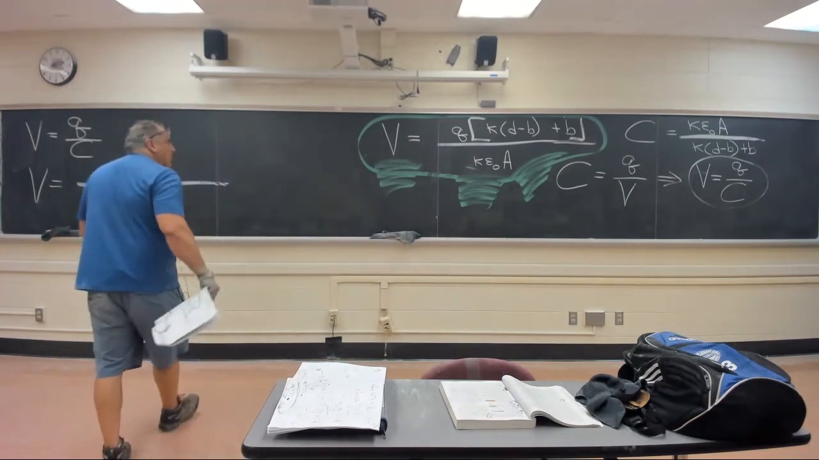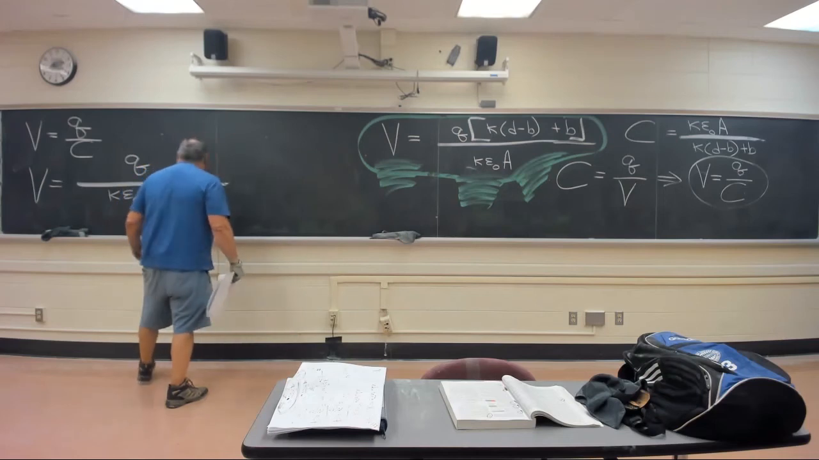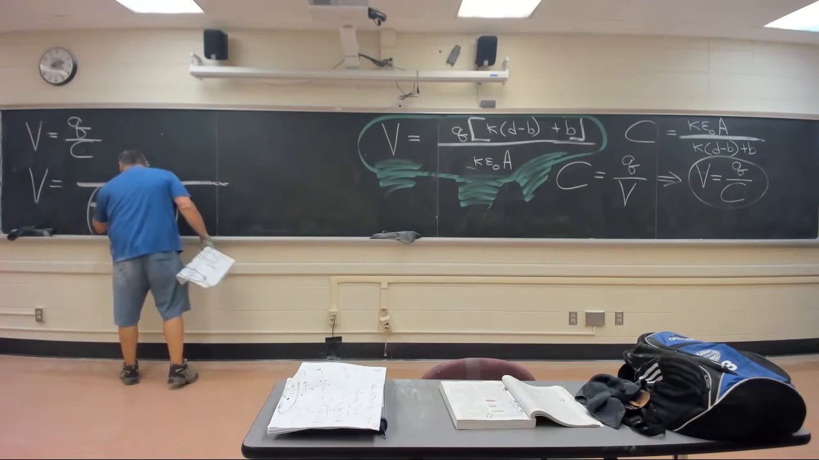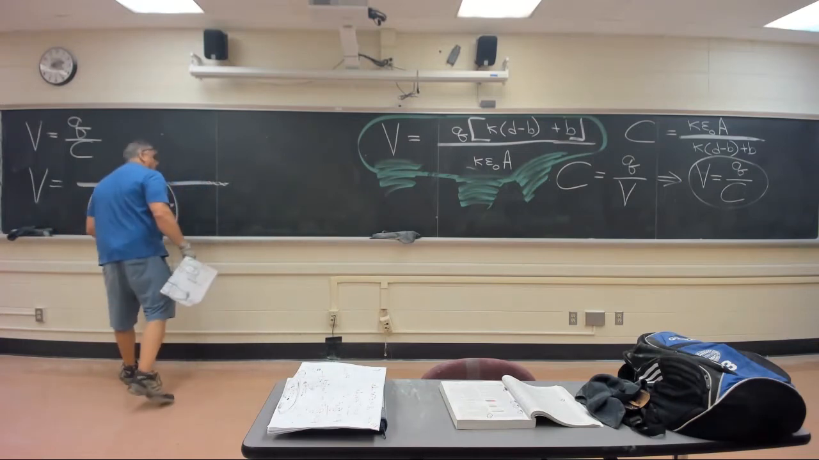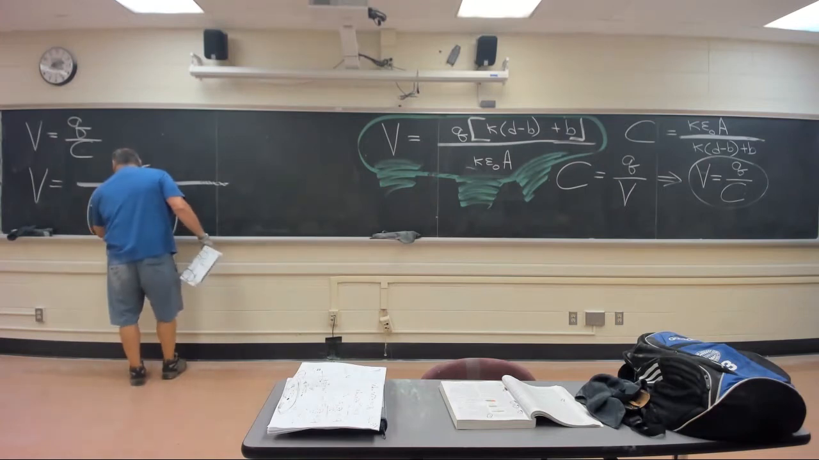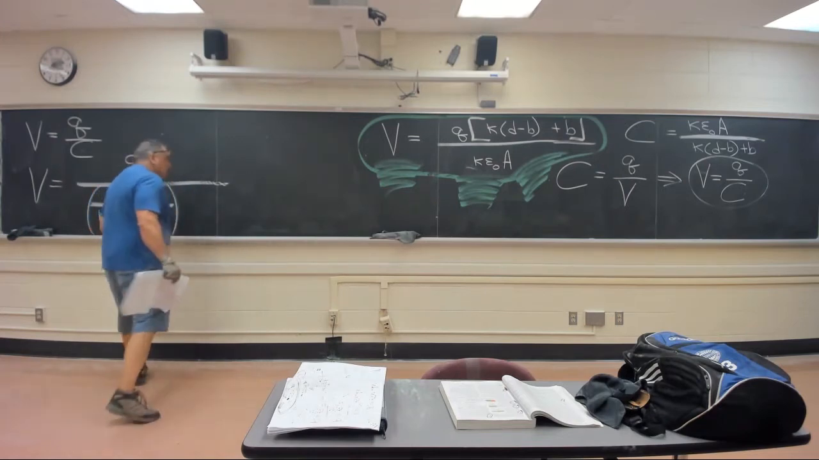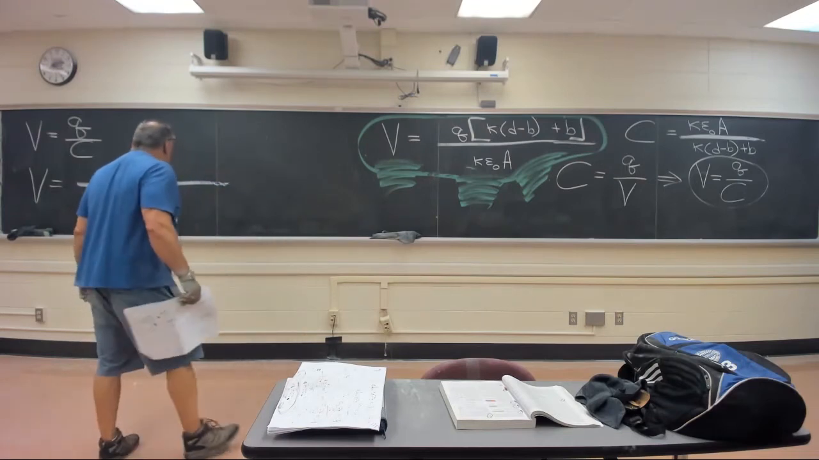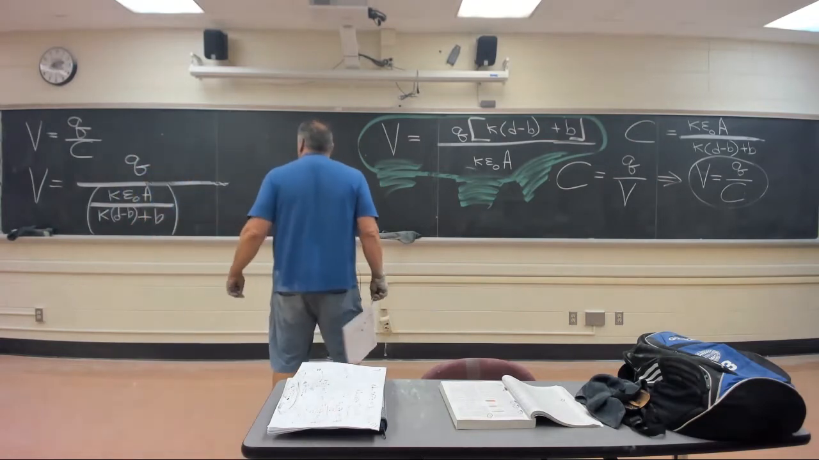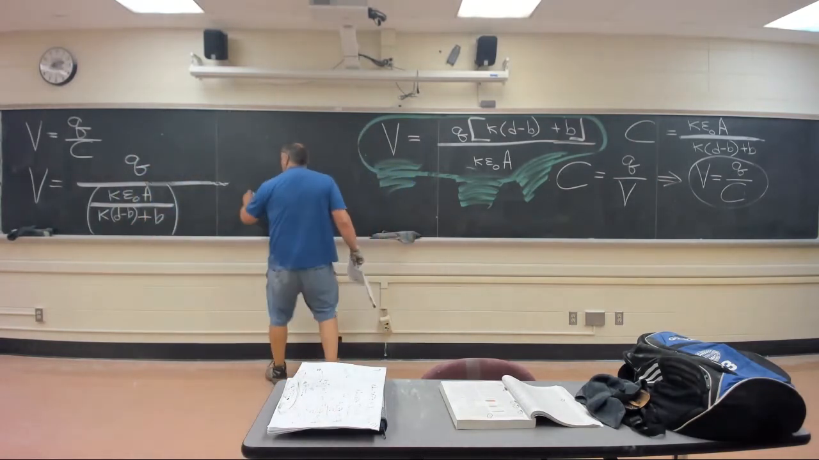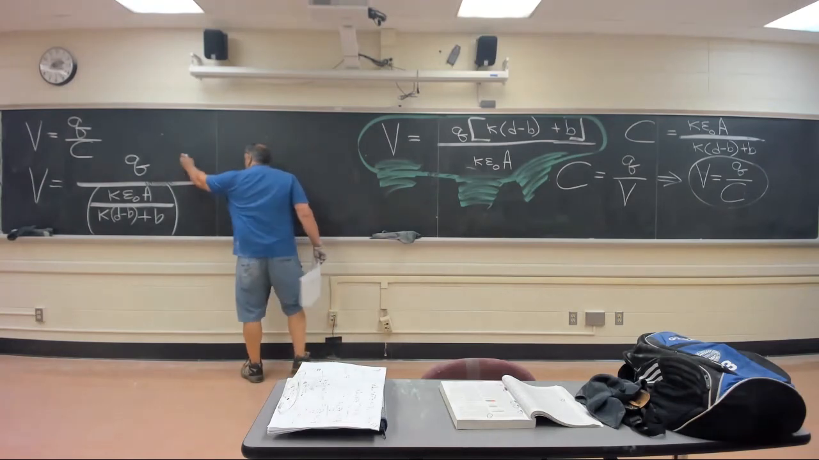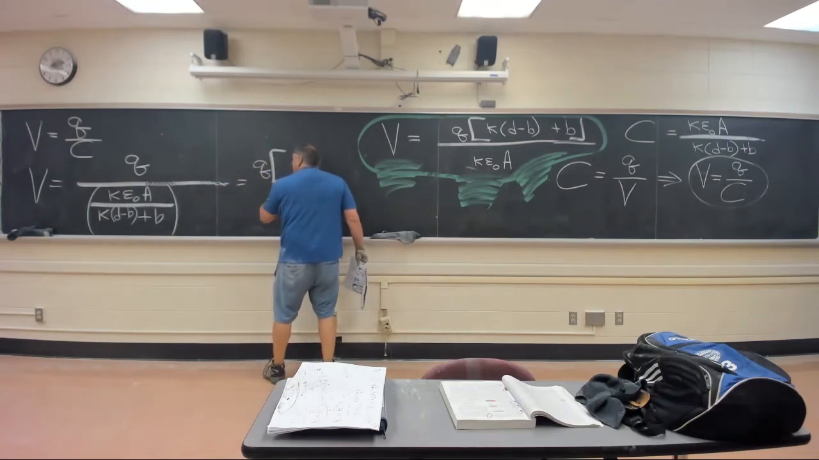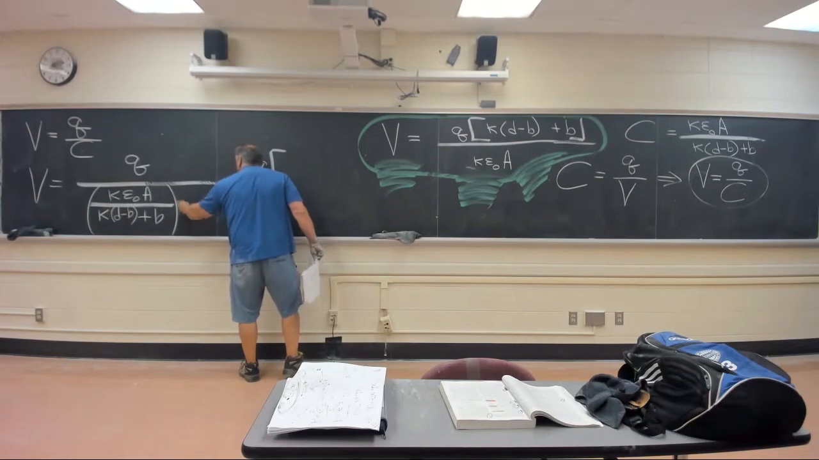C equals kappa epsilon naught A over kappa D minus B plus B. Yeah, true. Okay, great. You know what's about to happen. Q divided by this fraction is the reciprocal of this fraction multiplied with Q.